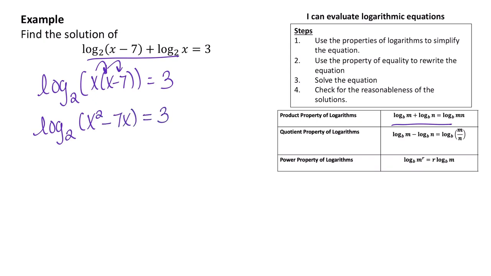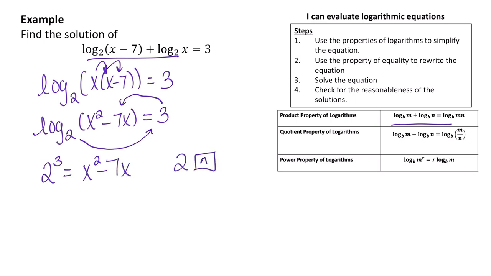and that equals 3. Well, now to solve this equation, I'm going to use the exponential form, right? I'm going to do 2 to the third equals x squared minus 7x. Okay, so I have 2 to the third equals x squared minus 7x. 2 to the third I can just do on my calculator, so that's 2 caret 3, so that equals 8. So I have 8 equals x squared minus 7x.